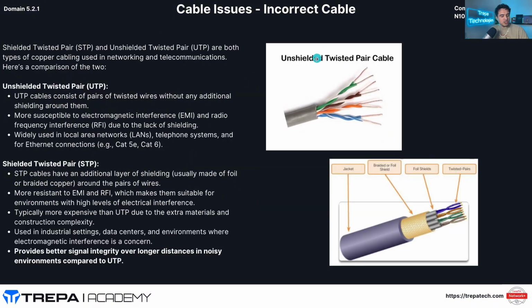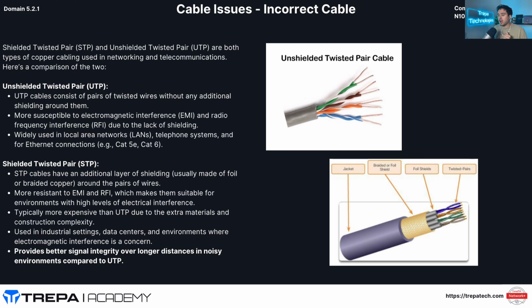Okay, then we see unshielded twisted pair here. You see this, it's all exposed, right? We have the jacket, is what we call it, the jacket for our cables, and then just the copper. These are susceptible to electromagnetic interference and radio frequency interference due to the lack of shielding. This is the easiest though.